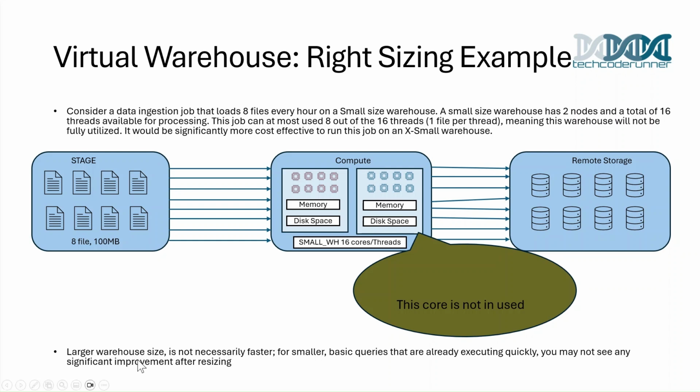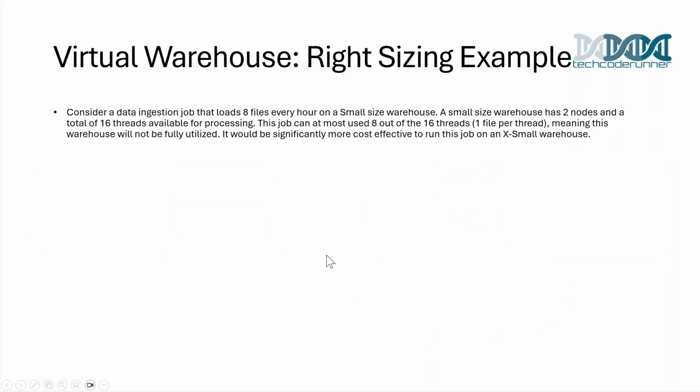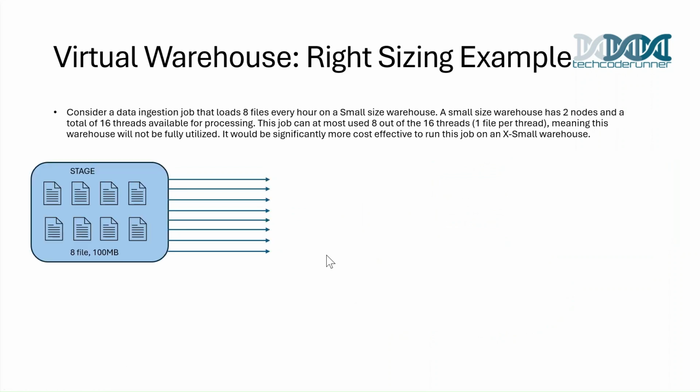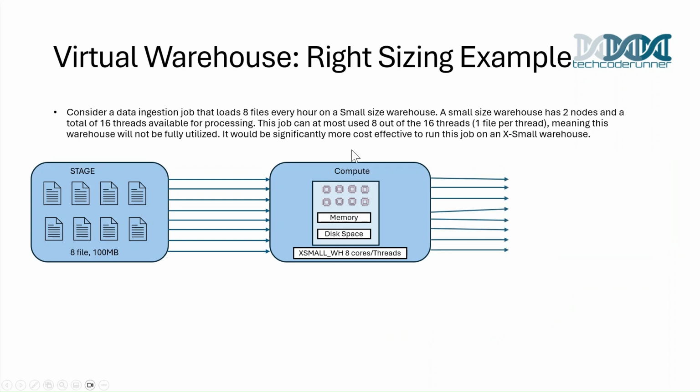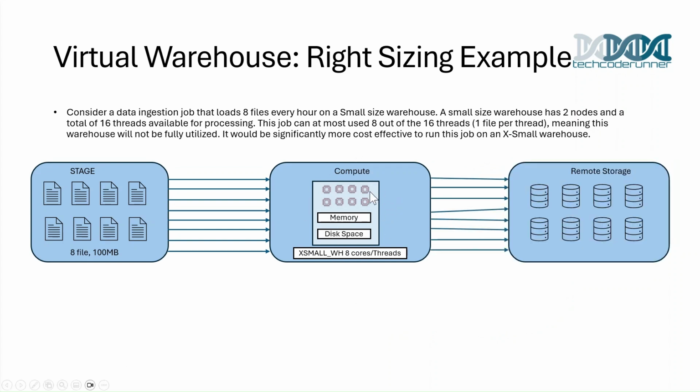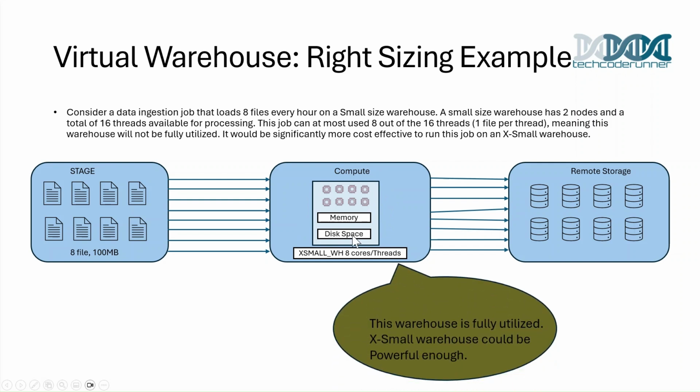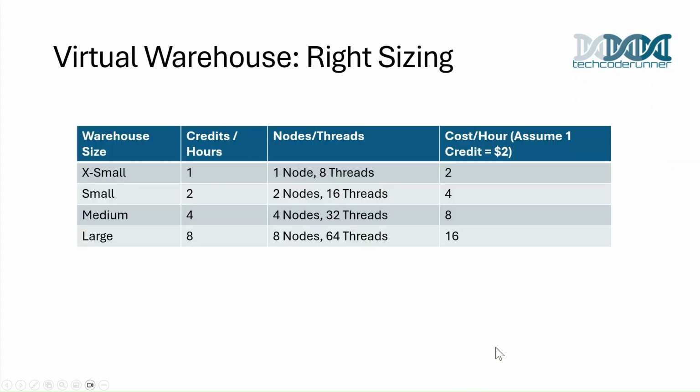And that's where larger warehouse sizes are not necessarily faster. For smaller, basic queries that are already executing quickly, you may not see any significant improvement after resizing. So if I go from Small to Extra Small for the same thing, it will utilize the entire node and all the threads optimally. And that's where you can see an X-Small warehouse could be a powerhouse here.